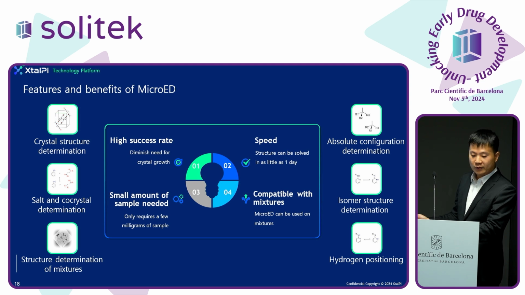And there are several advantages: it has a high success rate. In house, we have dealt with over 400 systems, and when we have a well crystalline material, the success rate is over 90%. The speed can also be as fast as 1 day, and the sample amount consumed can be as low as a few milligrams.